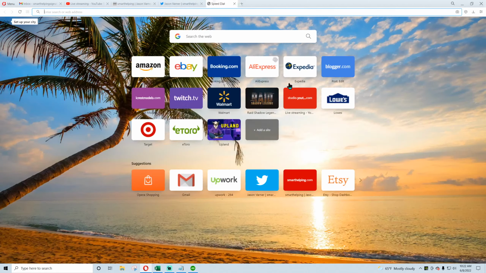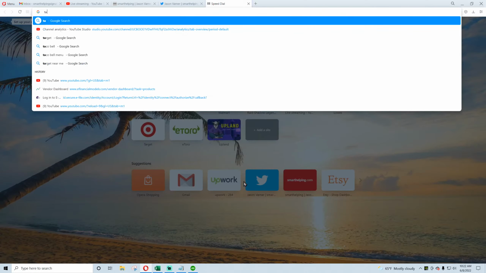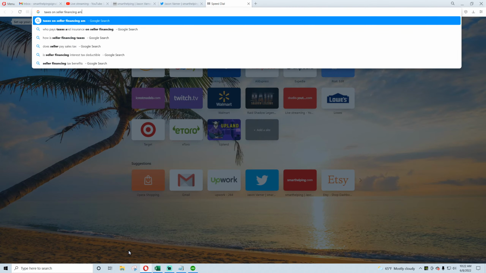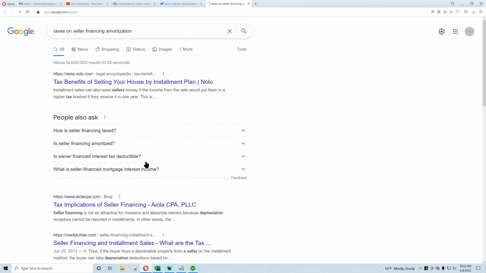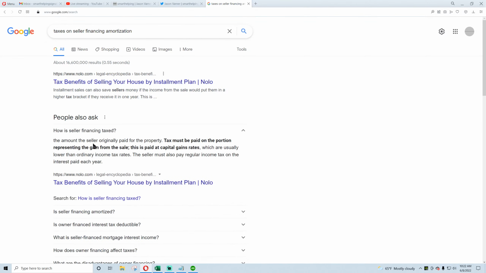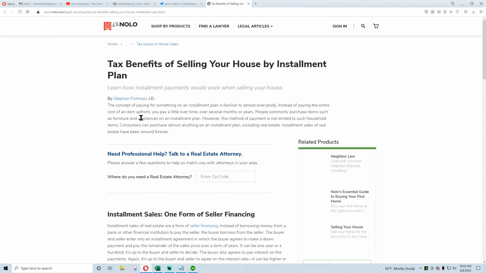Let me look up taxes on seller financing amortization. How is seller, so the amount the seller originally paid for the property. Wait, let's go in here. The concept of paying for something on an installment plan is familiar to almost everybody. Yep.